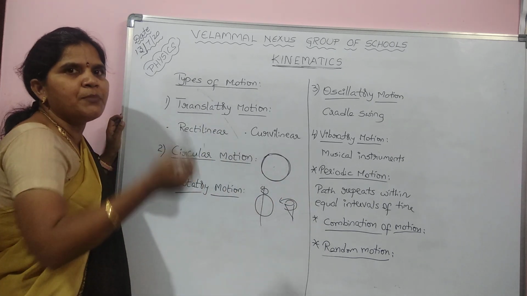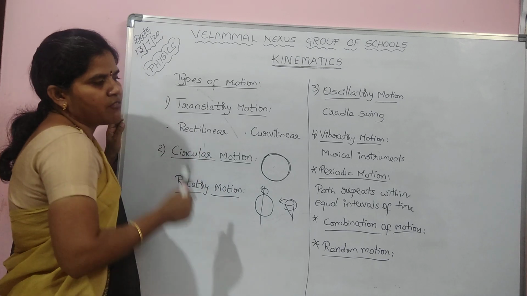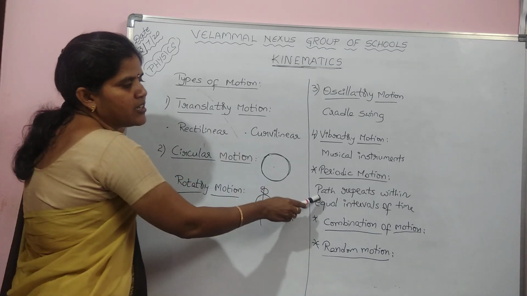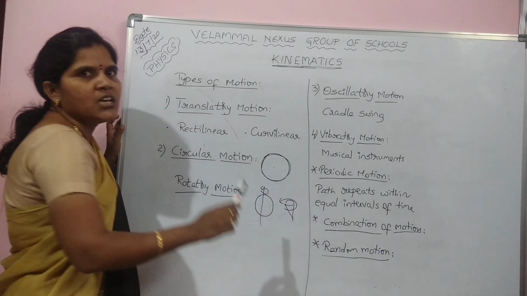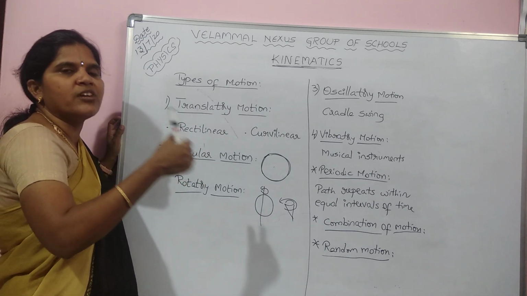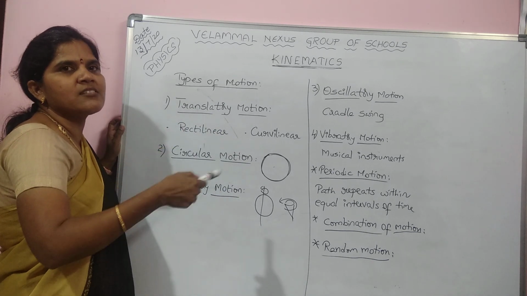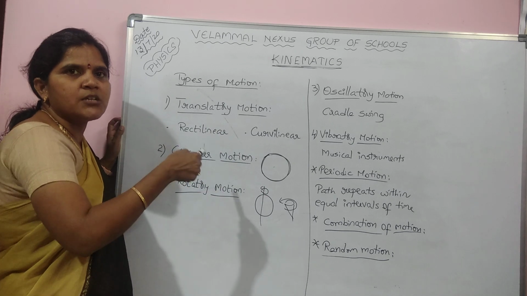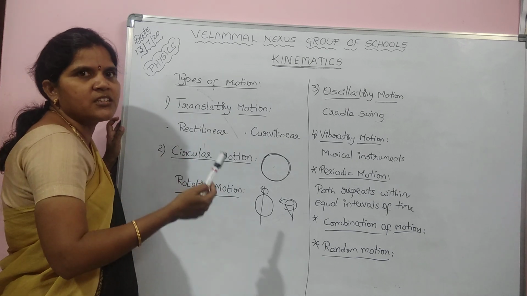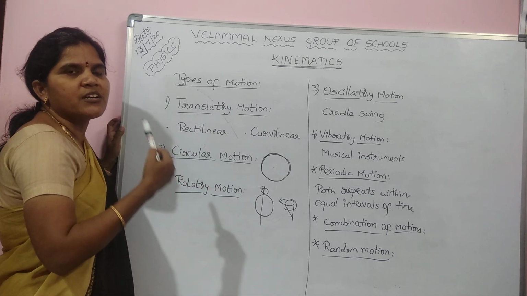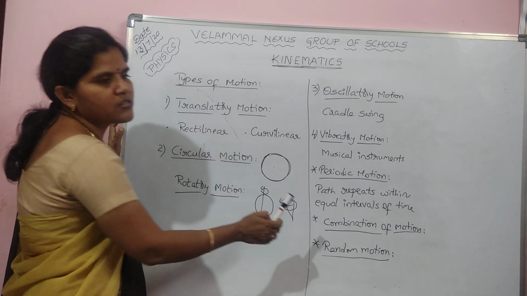Periodic motion: if there is a repetition in the path within equal intervals of time, then it is known as periodic motion, like rotation of the earth, revolution of the earth. Combination of motions: if you see riding a bicycle on a straight road, it executes rectilinear motion and the wheel executes rotatory motion. Like this, you will see two different motions there. Drilling machine: rectilinear motion as well as rotatory motion. Rotation and revolution of the earth is also a combination of motions. So you will be seeing combination of motions in certain cases.